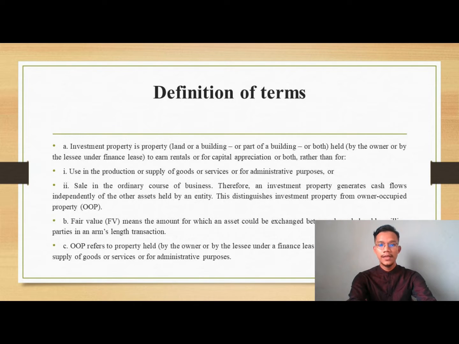Next is fair value, which means the amount for which an asset could be exchanged between knowledgeable, willing parties in an arm's length transaction. Lastly, OOP refers to property held by the owner or by the lessee under a finance lease for use in the production or supply of goods or services, or for administrative purposes.